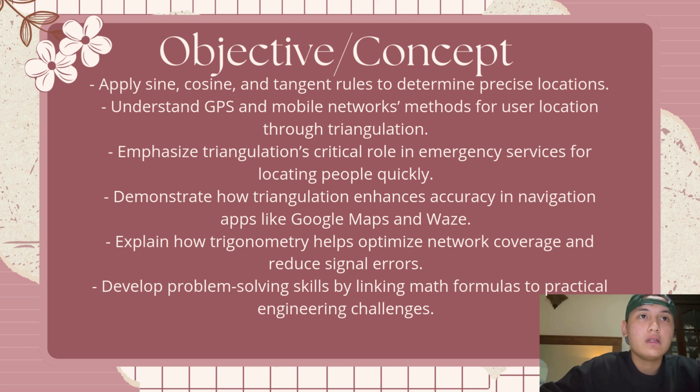Okay, finally let's talk about the objective of this lesson. The main goal is to apply sine, cosine and tangent rules to determine the precise location. This is how GPS and mobile networks find where we are by using triangulation. Triangulation is very important, especially in emergencies, because it helps locate people quickly. It also improves the accuracy of navigation apps like Google Maps and Waze, making sure the directions are correct.